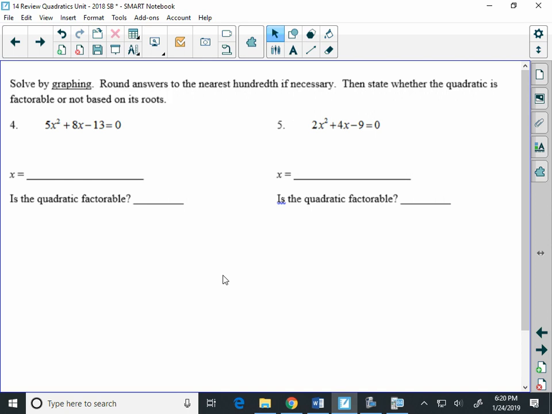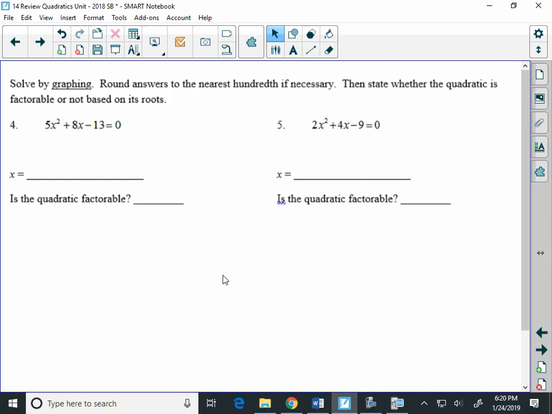We are still in the solving quadratics unit. This part is to solve the equation by graphing. All we need to do is round answers to the nearest hundredth if necessary, and remember, hundredth is 2 decimal places. Then state whether the quadratic is factorable or not based on its roots.